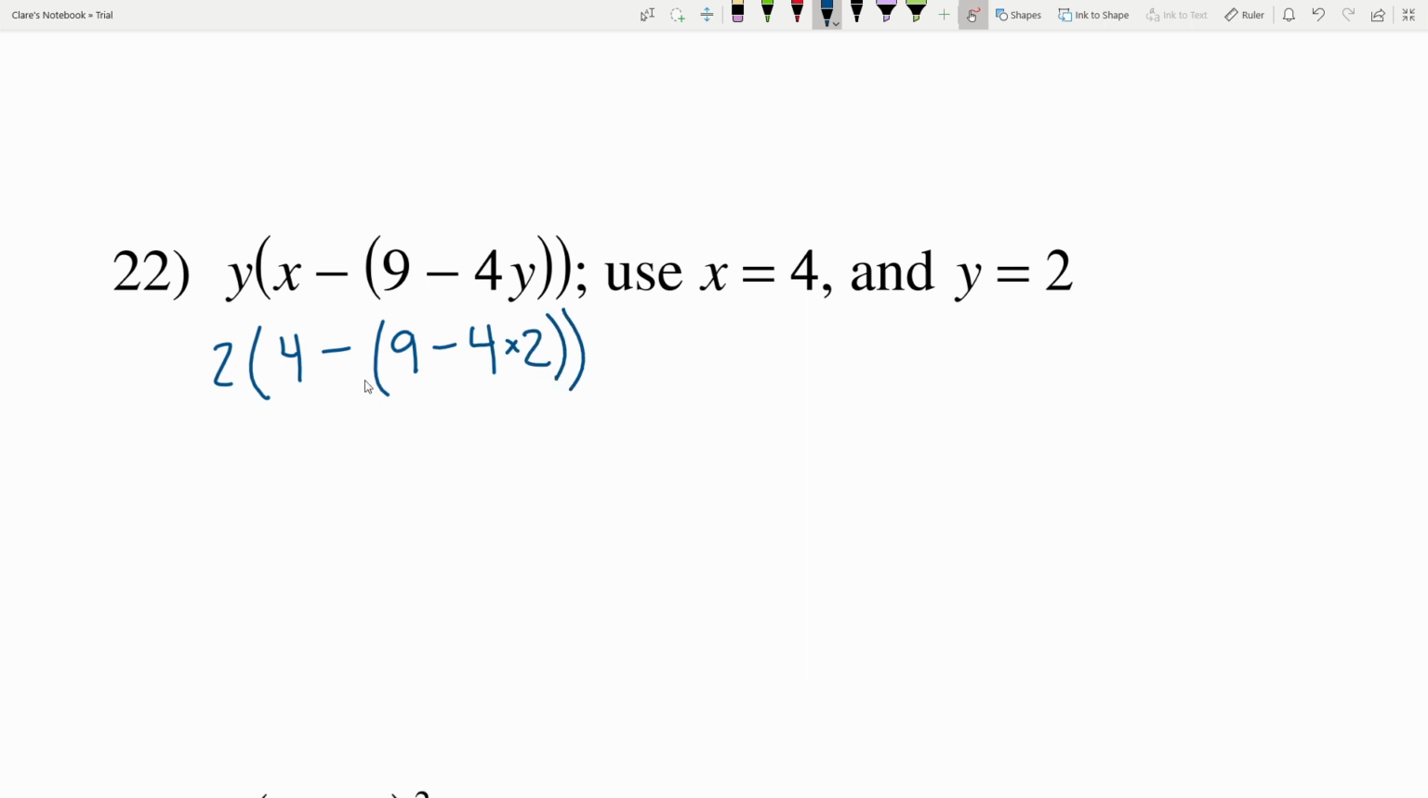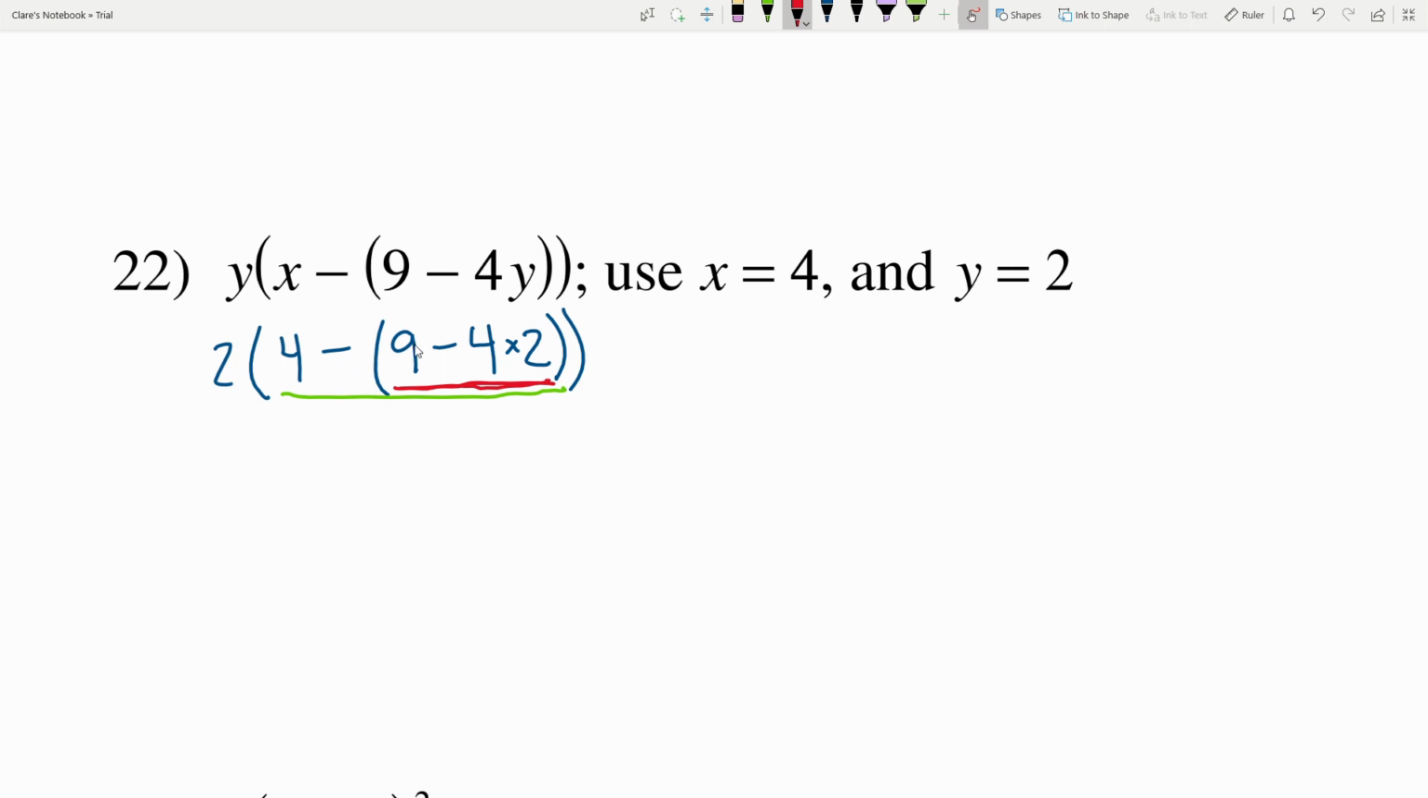So when we have parentheses within parentheses, let's ask ourselves, in order of operations, what comes first? Parentheses. So we're going to be looking at this. But remember, order of operations applies within parentheses. So within parentheses, we're going to do parentheses first. So we're going to actually be looking at this: 9 minus 4 times 2.